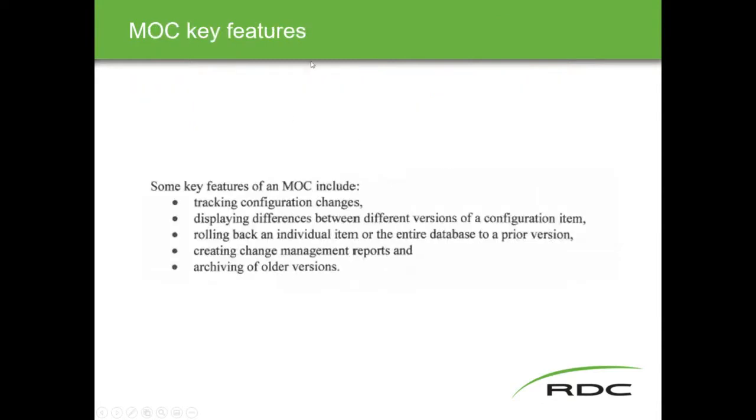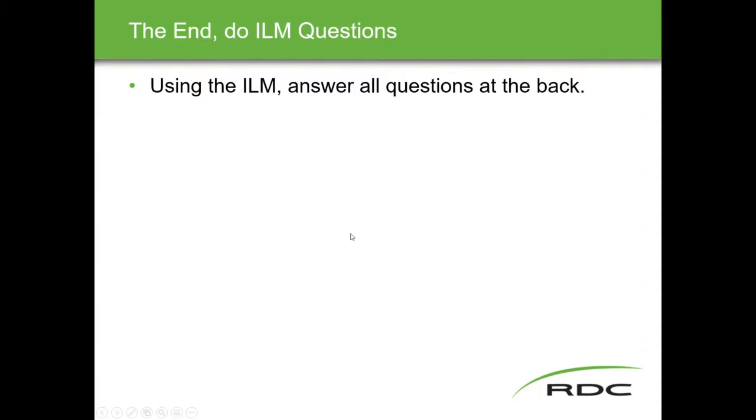Key features of management of change include tracking configuration changes, displaying the differences between versions so you can compare them, rolling back an item or the entire database to a prior version. Remember, you must make sure you save so you have a prior version. Also creating change management reports and archiving older versions. So nothing really new there in terms of change management, aside from the software we're dealing with. That wraps up HMIs, and it also wraps up control systems.